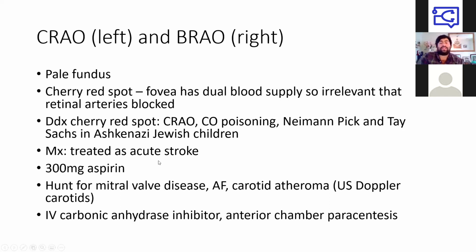This is something from a discussion I had with one of my friends who's a registrar in ophthalmology. Essentially, in clinic, when patients come in with a painless complete loss of vision, and they're found to have a CRAO, you then treat them like a stroke. So the management is to give 300 milligrams of aspirin after ruling out any signs of hemorrhage. And then you're going to hunt for the causes of stroke, like mitral valve disease, atrial fibrillation. You're going to examine, well, no one's going to listen, unfortunately, to the carotids. But even if you did auscultate a bruit over the carotids, you would then proceed to an ultrasound Doppler of the carotids. And then there are some things that are additionally done sometimes, like IV acetazolamide, anterior chamber paracentesis, but these are generally not very effective.